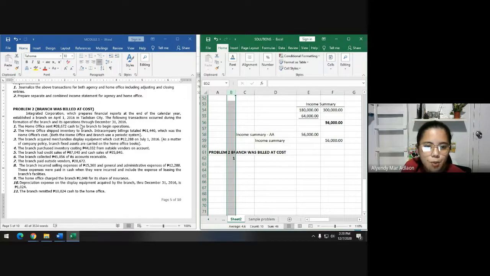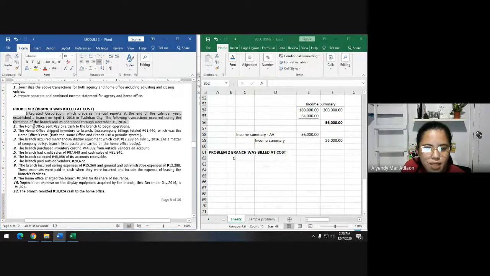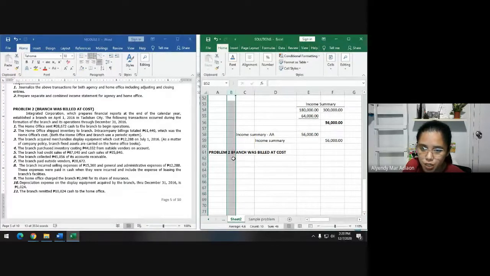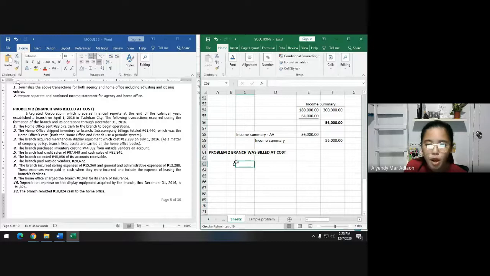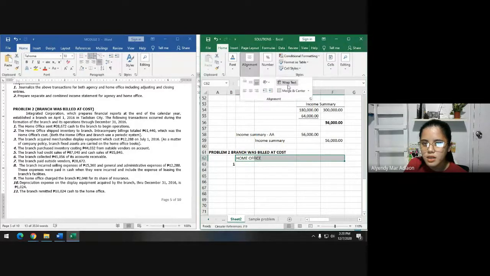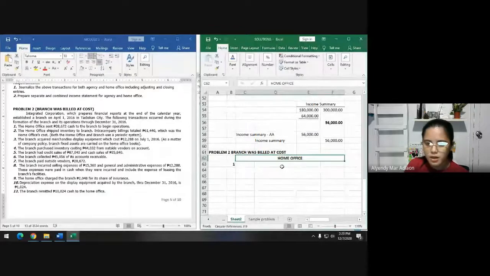The Home Office sent 28,672 cash to the branch to begin operation. By the way, since this is already branch accounting, both the Home Office and the branch will have to make their journal entries. So we have two columns here, on the part of the Home Office and on the part of the branch.